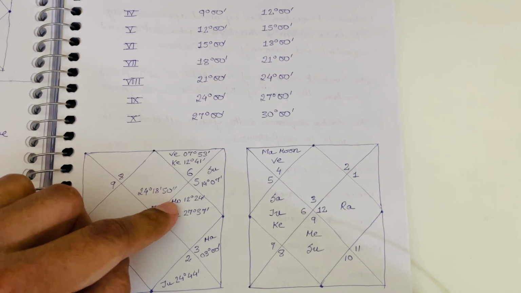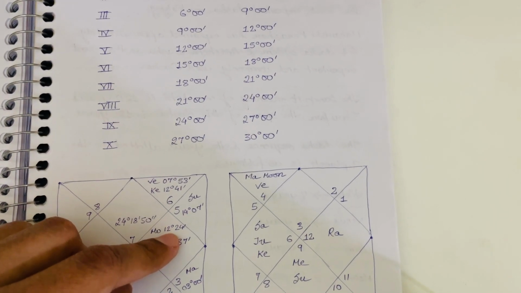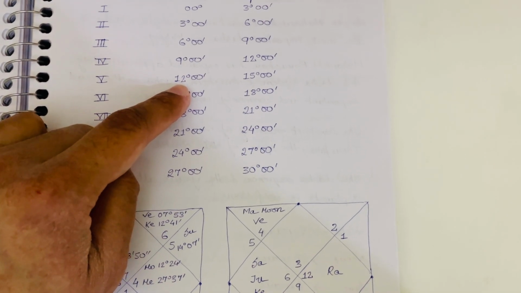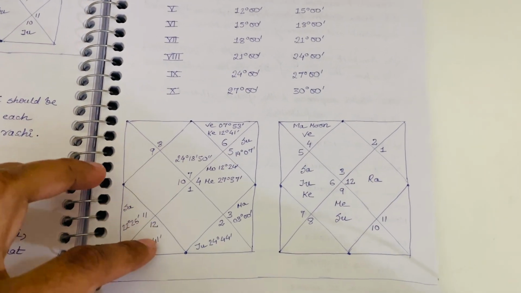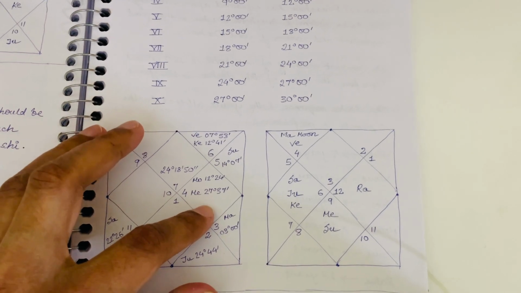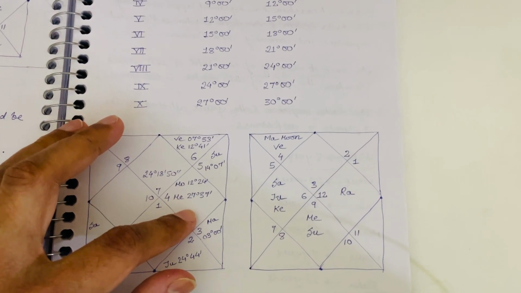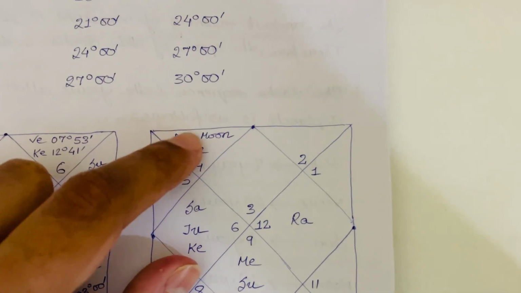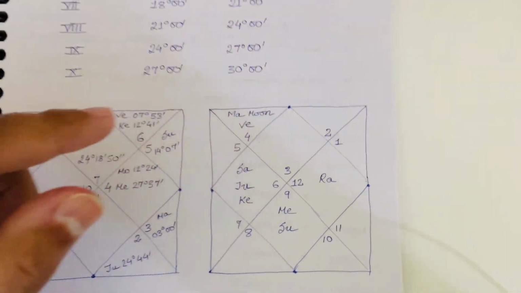The longitude of Moon is 12 degree and 24 minutes. 12 degree 24 minutes is falling in the 5th Dasamsa. From here count 5: 1, 2, 3, 4, 5. So Moon remains in the sign of Cancer in the Dasamsa chart.